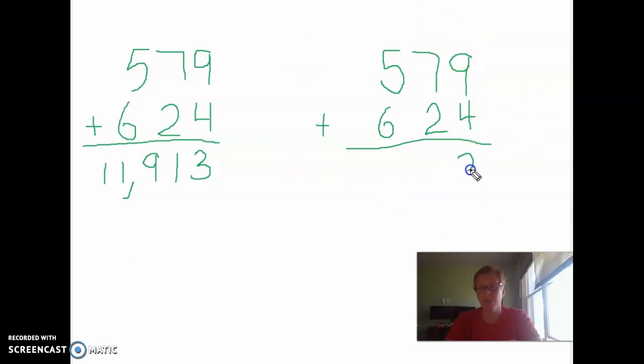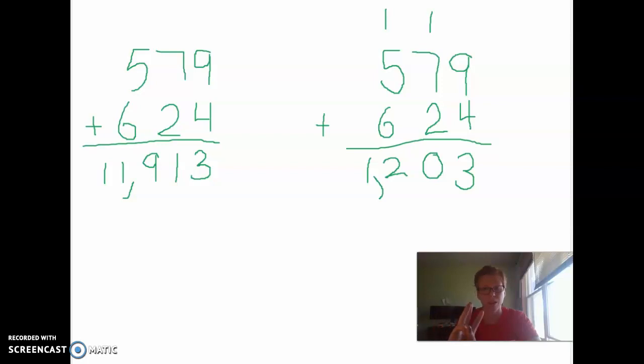9 plus 4 is 13. 7 plus 1 is 8. And 8 plus 1 is 10. And look how I'm putting only one number below each place value spot. That's the rule. Only one number. You regroup the rest, and you always regroup 10. We'll talk about that in the next video. 5 plus 1 is 6, and 6 plus 6 is 12. My actual answer is 1,203. That is the correct answer.